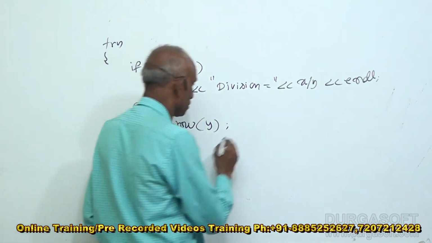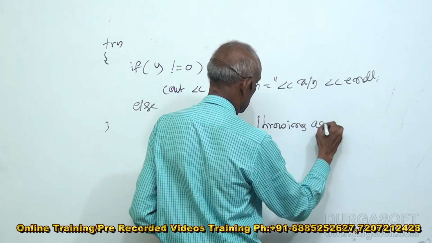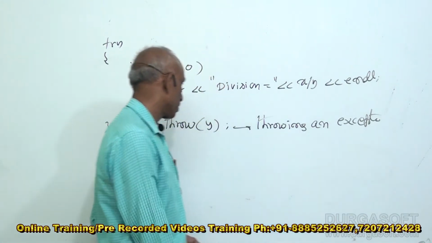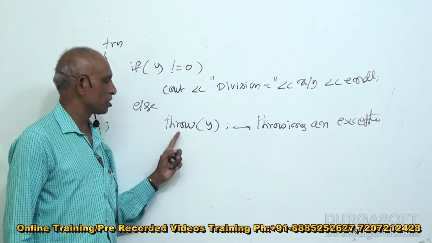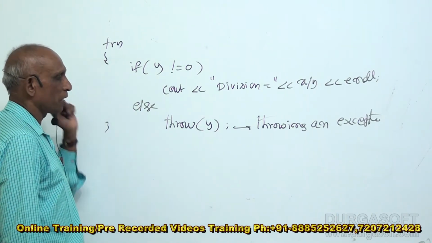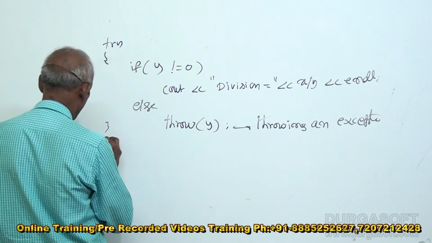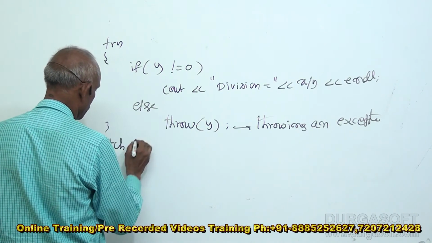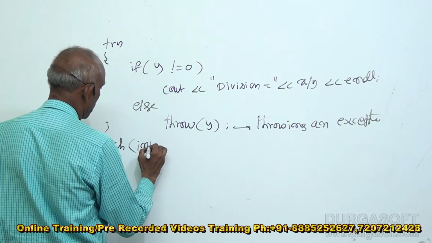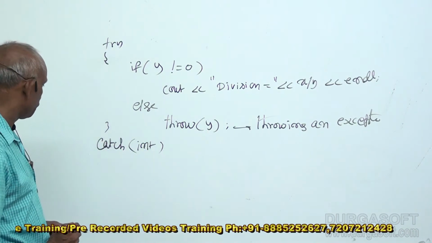Throw means this is called throwing an exception. Wherever there is a problem, that value is thrown using throw. Throw y means the exception is thrown out of the try block. Now that will be caught by a catch block, so immediately you should have a catch block. Catch what you are throwing: an integer. So specify the type here, catch int.